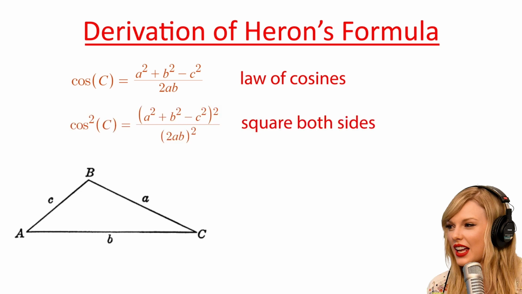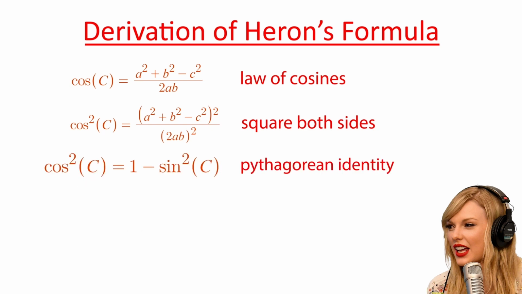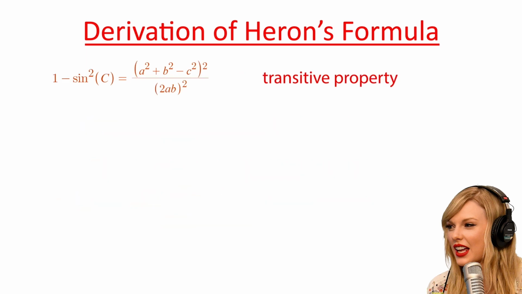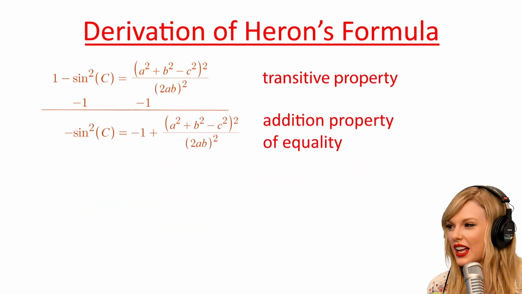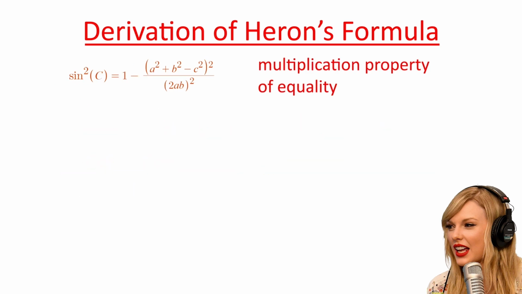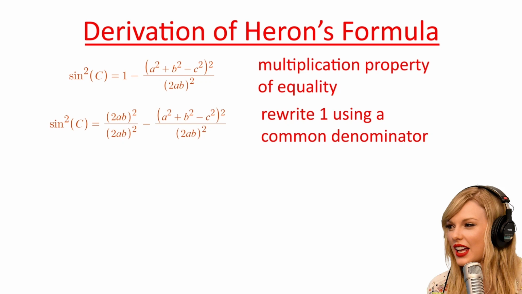First, we will square both sides of the equation. Next, we will use this Pythagorean identity to rewrite cosine squared of C as 1 minus sine squared of C. Now, we will use some properties of equality to isolate the sine squared of C. Using a common denominator of (2ab) squared, we can combine the right side into one big fraction.